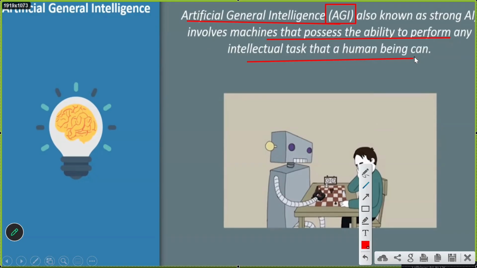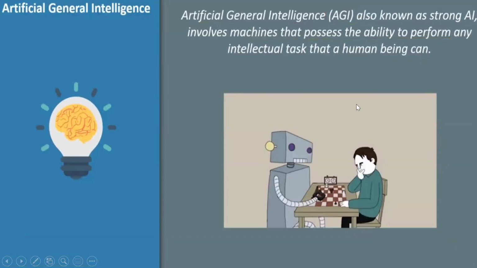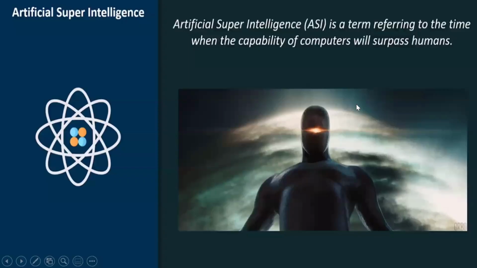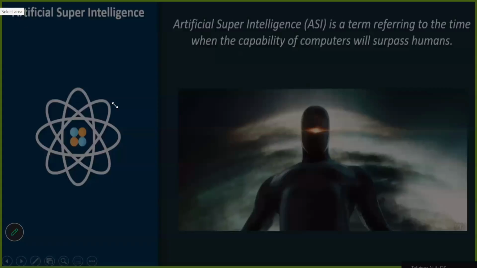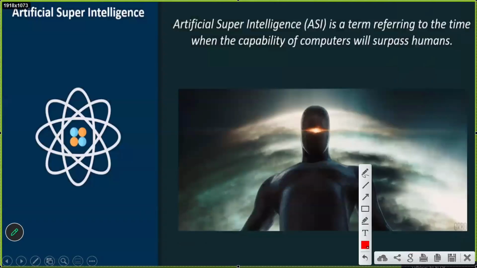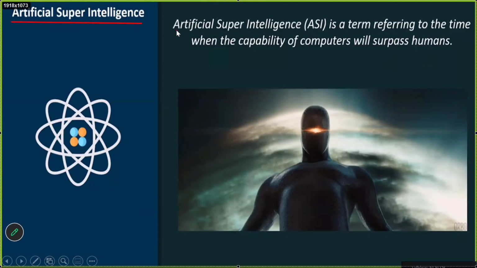For example, we have ChatGPT, we have Ollama, we have Bard. We have something like DeepSeek, and these are the examples of artificial general intelligence. So now we are in the era of artificial general intelligence, right? And then the next phase of artificial intelligence, in the coming future, we will be in the era of artificial super intelligence.